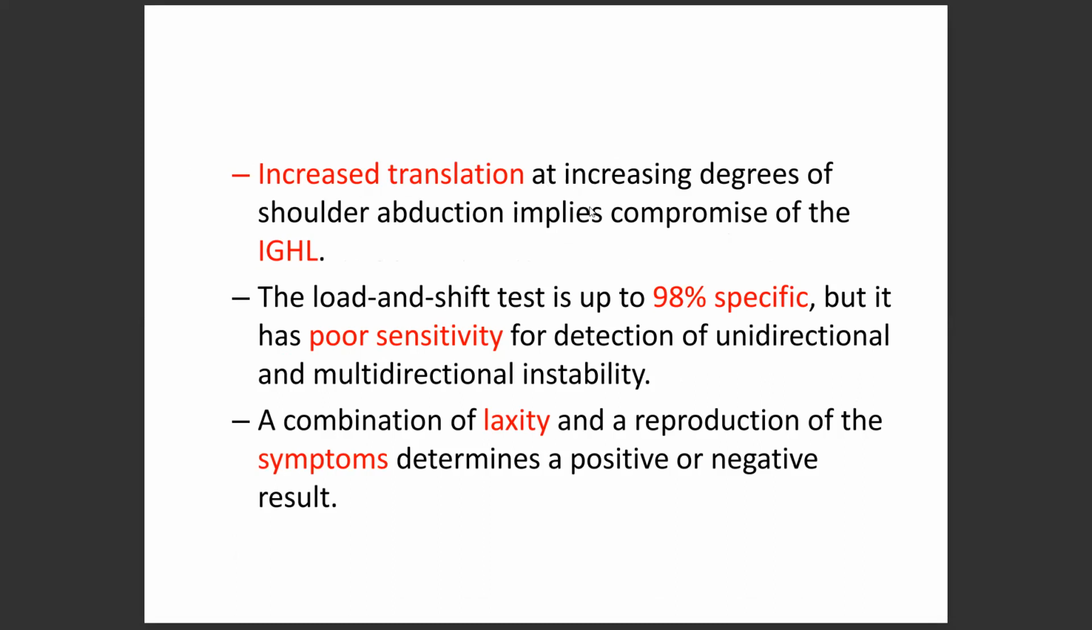Increased translation at increasing degrees of shoulder abduction implies compromise of the IGHL, and the load and shift test is up to 98% specific. But the problem with this test is that its sensitivity is too poor, and the therapist will be unable to detect, with the jobe relocation test, whether it is a unidirectional or a multidirectional instability. A combination of laxity and reproduction of the symptom determines a positive or negative result.